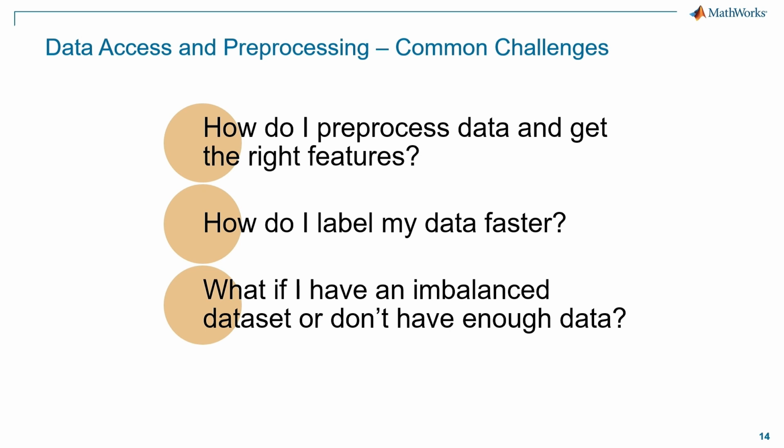Number 1 is how do I pre-process the data to get the right features? For example, we want to find some of the features from tons of boards. Number 2 is how do I label my data faster? Have you seen thousands of image data that you want to label? Has anybody done those tedious jobs before? Just labeling which one is correct, which one is wrong, and then you want to find some features. That can take weeks, months, even just for the labeling.